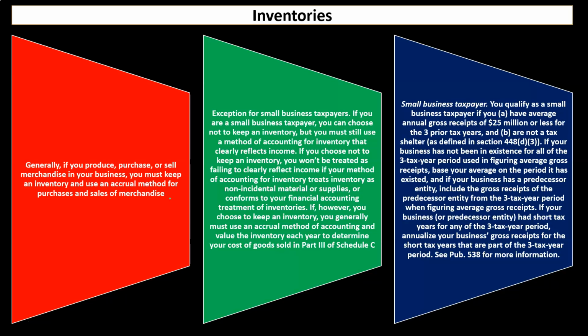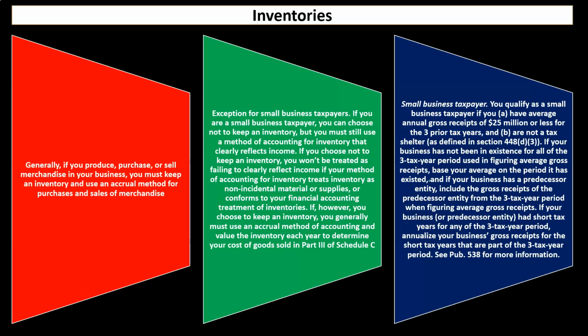So small business taxpayer, you qualify as a small business taxpayer if you A, have average annual gross receipts of $25 million or less for the 3 prior tax years, and B, are not a tax shelter as defined in Section 448(d)(3). If your business has not been in existence for all of the 3 tax year period used in figuring average gross receipts, base your average on the period it has existed. So they're trying to do an average of 3 years to calculate this. Obviously, if you don't have your business open for 3 years, you can't take 0 as an average or something like that to average in. You've got to take the average then of the 2 years.